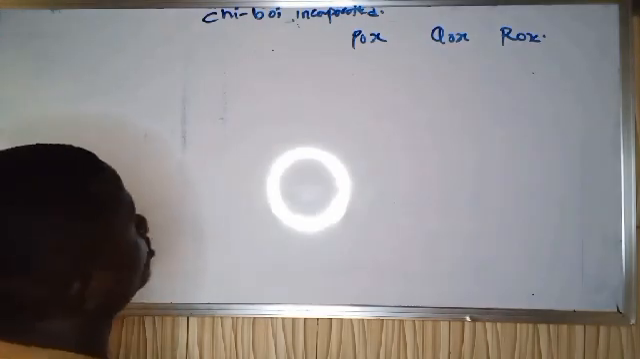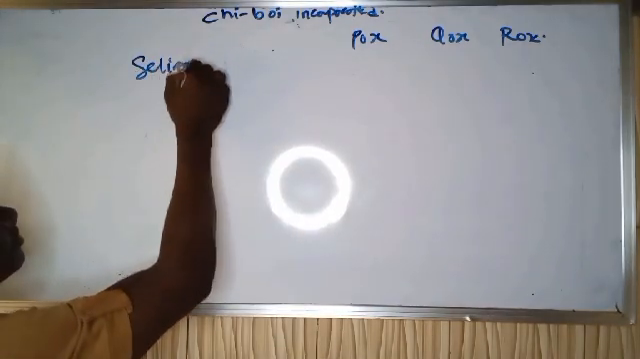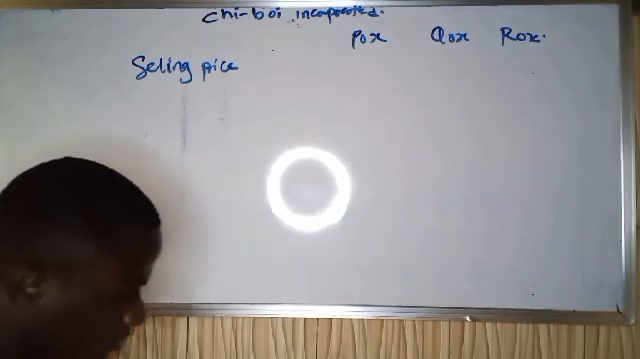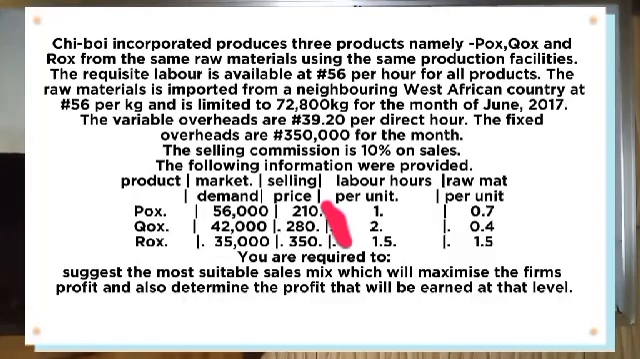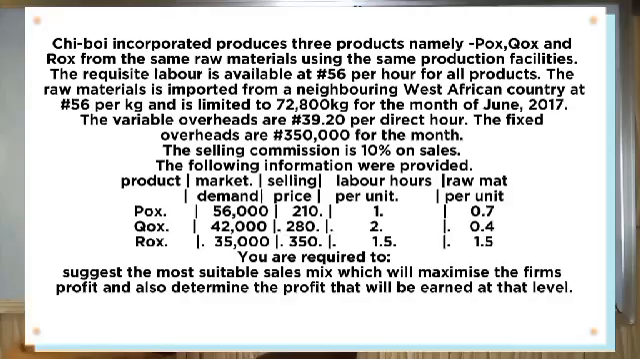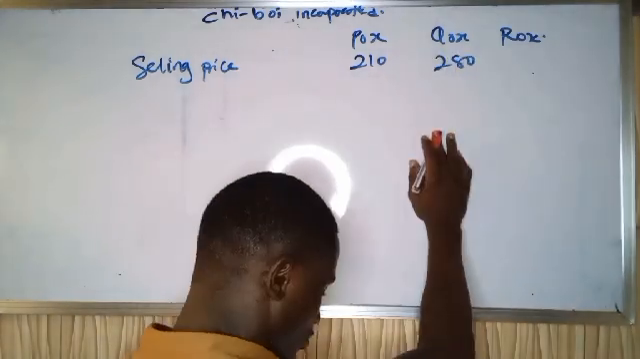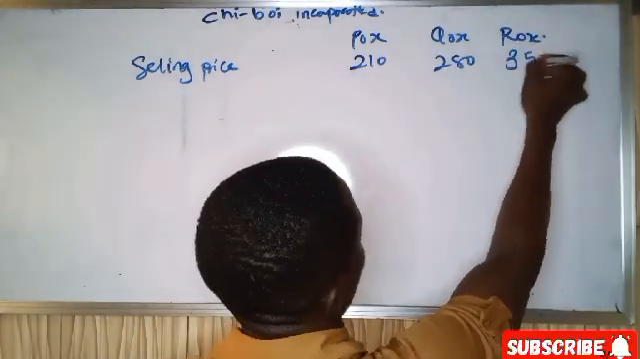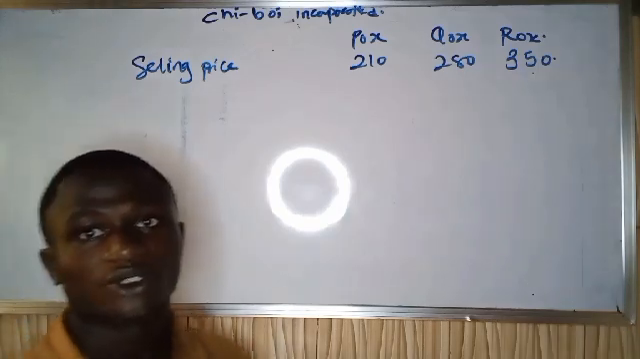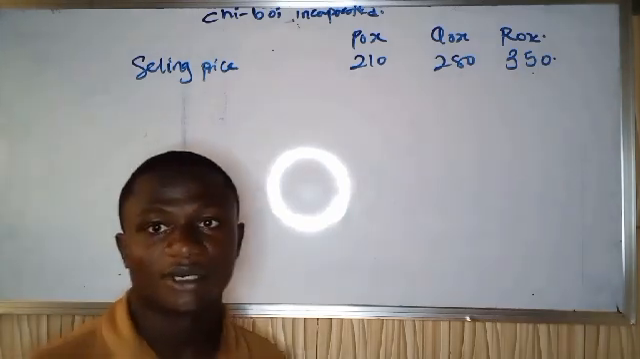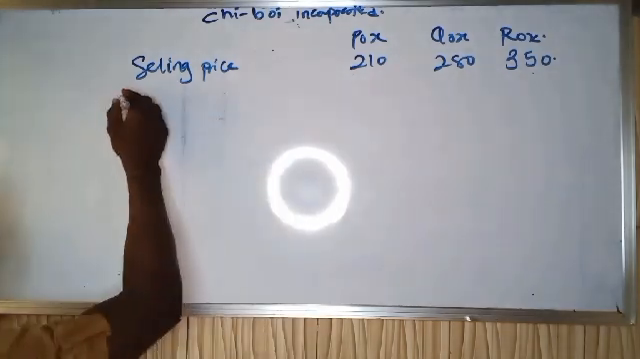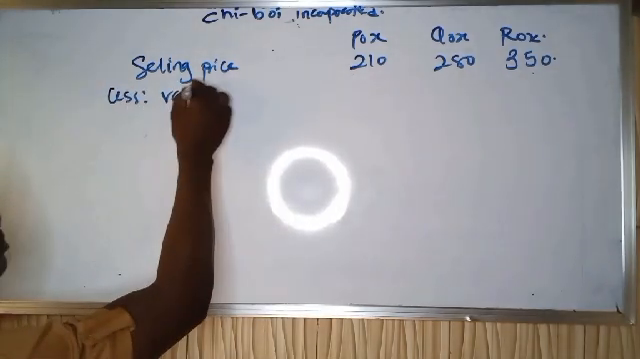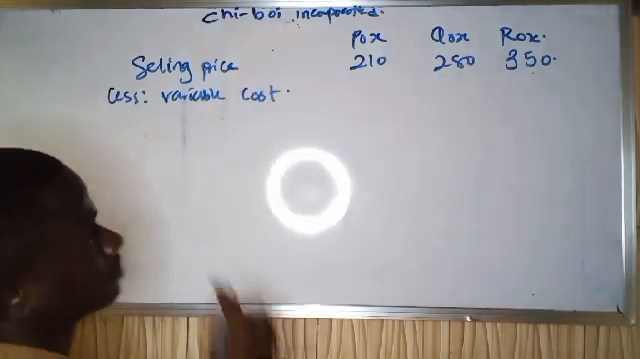So let's go. We are going to be having our selling price or sales. From the question, we're told our selling price for POX is 210 naira, selling price for Quarks is 280 naira, and selling price for Rocks is 350 naira. So what are we going to do next? We are going to subtract our variable cost per unit, so that we can get our contribution.